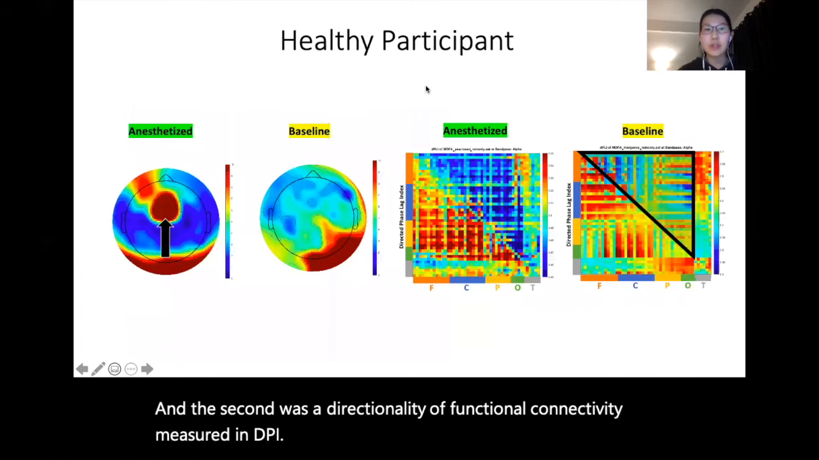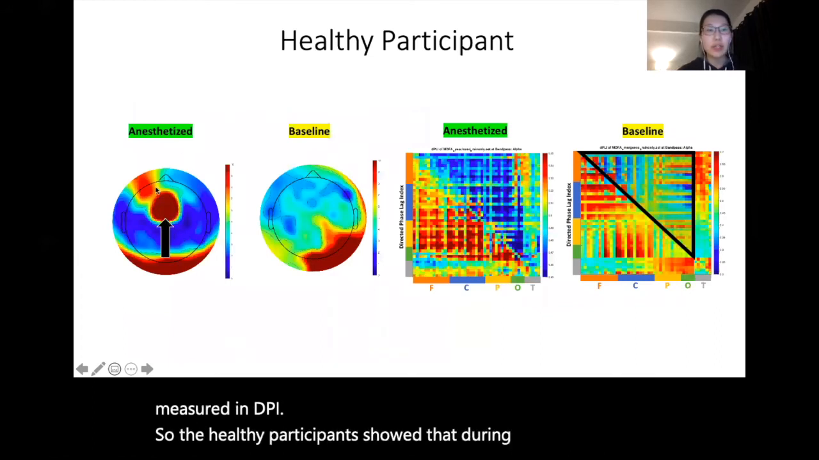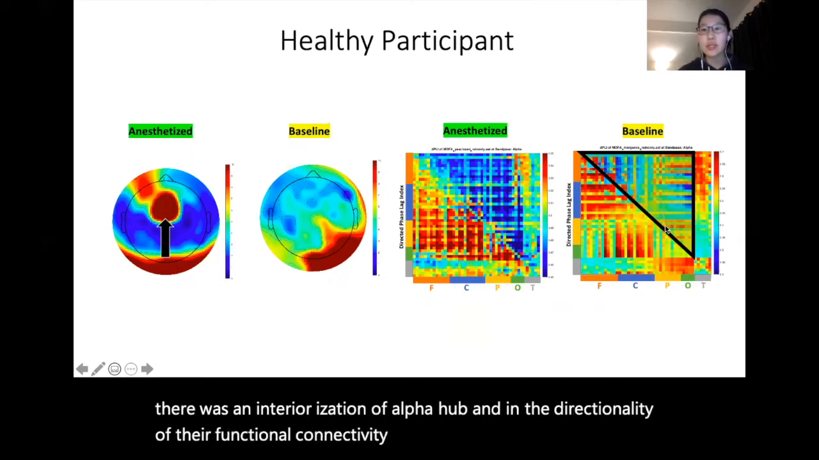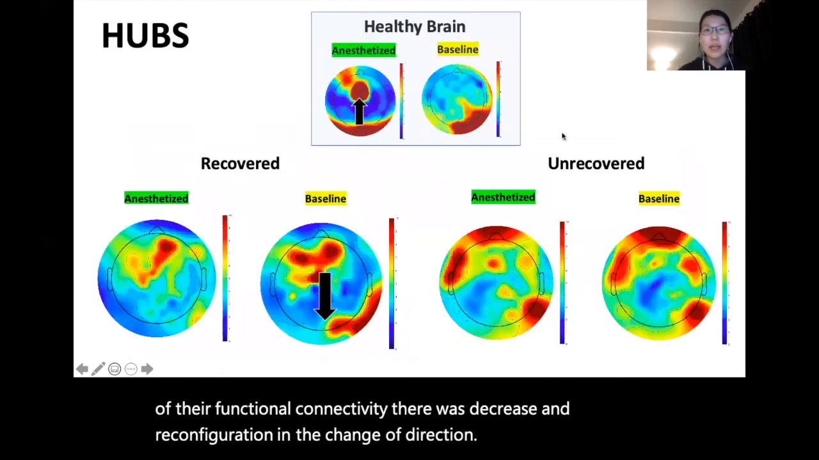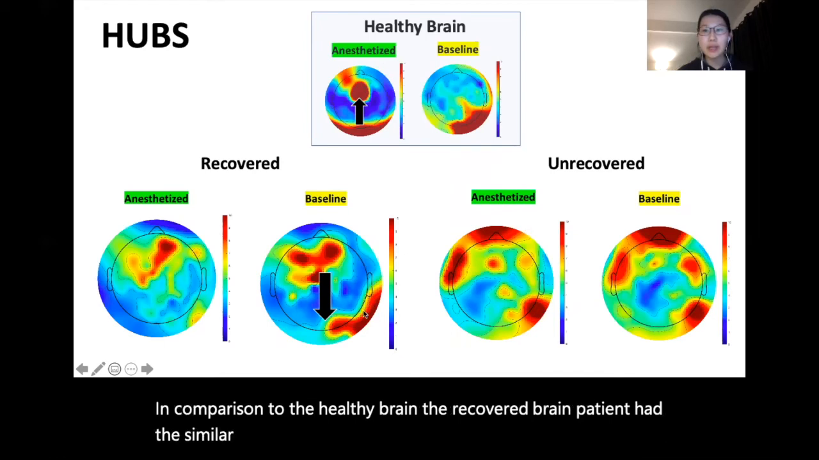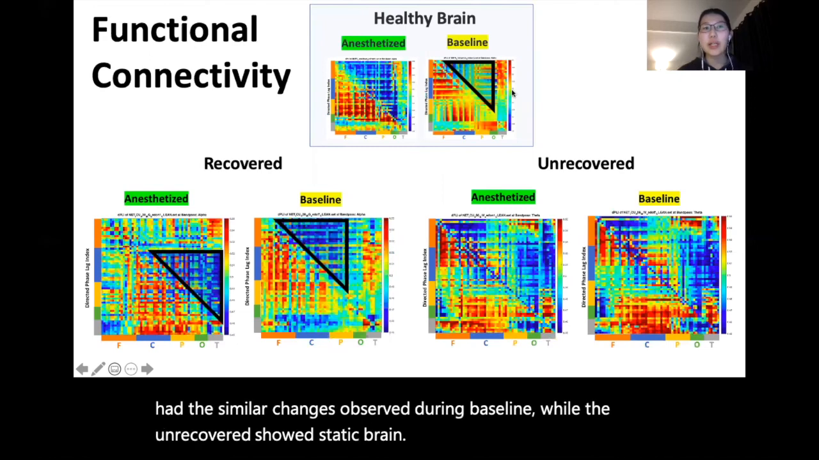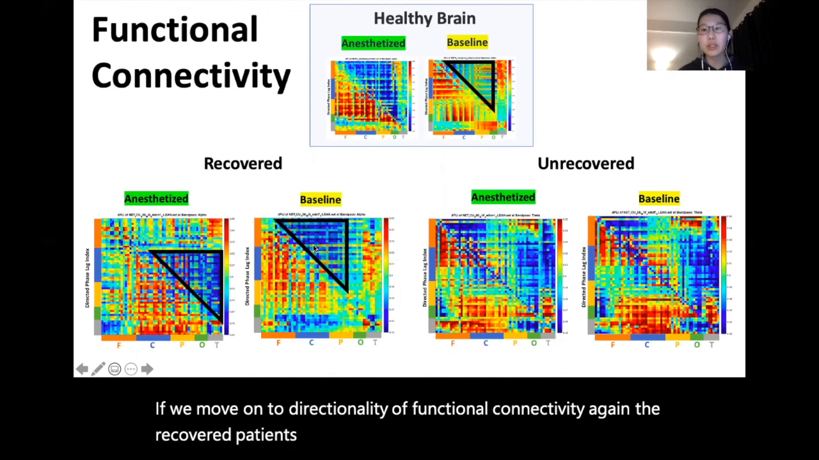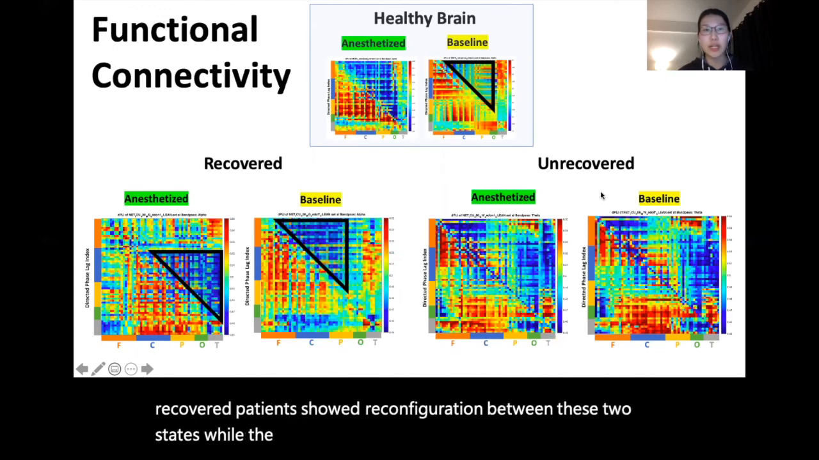So the healthy participants showed that during the anesthesia, there was an anteriorization of the alpha hub, and in the directionality of the functional connectivity, there was a decrease and reconfiguration in the change of the direction. In comparison to the healthy brain, the recovered brain injured patient had similar changes observed during baseline, while the unrecovered showed a static brain. If we move on to directionality of functional connectivity, again, the recovered patient showed a reconfiguration between these two states, while the unrecovered patient did not.